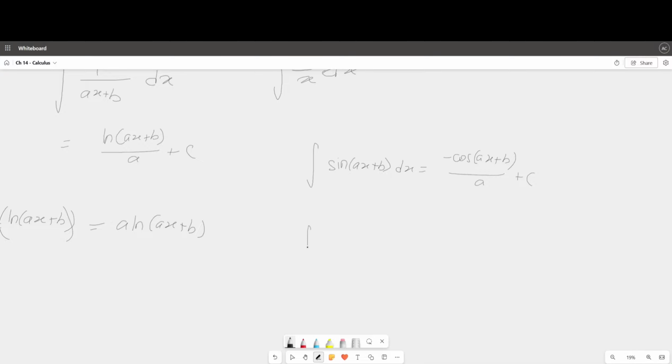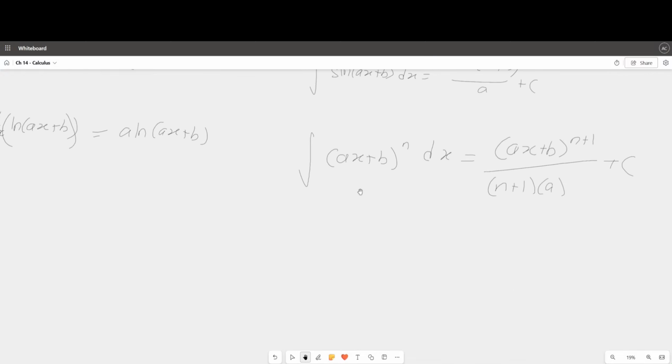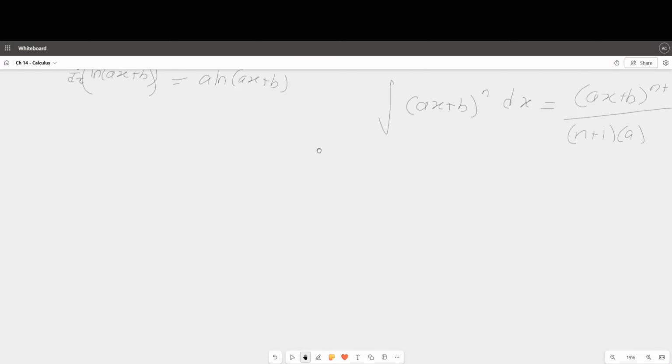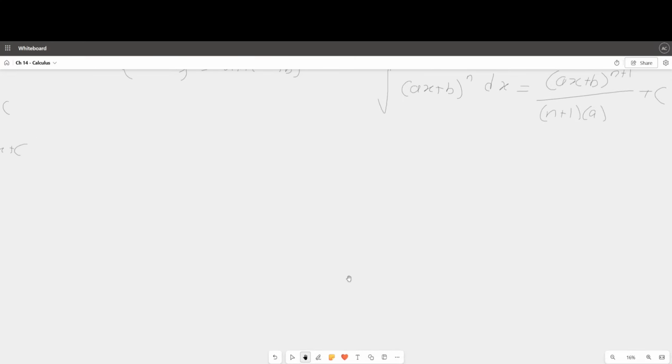We also have the integral of ax plus b to the power of n dx. This is also worth remembering, I suppose, separately from the rest. So we have the normal integral power rule, plus 1, divided by n plus 1 times a, again the derivative of the inside, and don't forget the plus c. You lose at least 1 mark for forgetting the plus c, and that is the basic concept of integration. Now, how do we apply it?